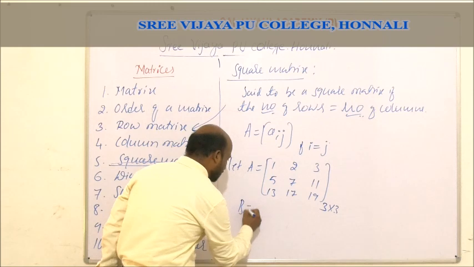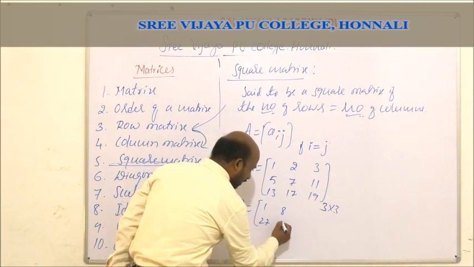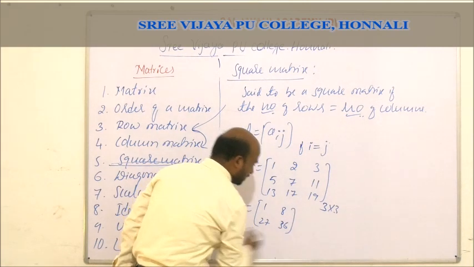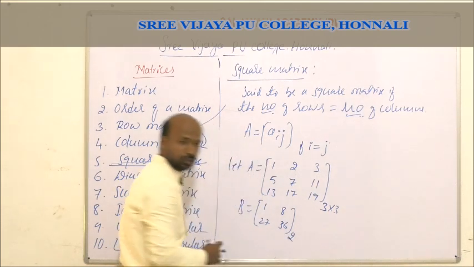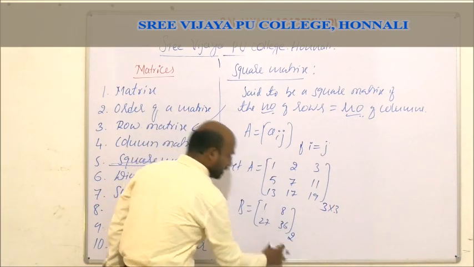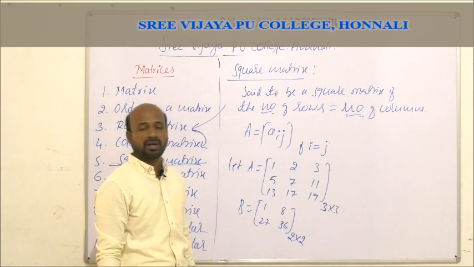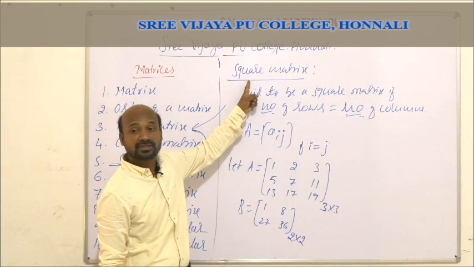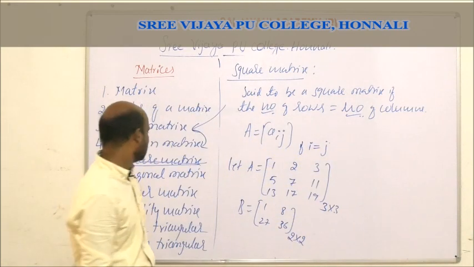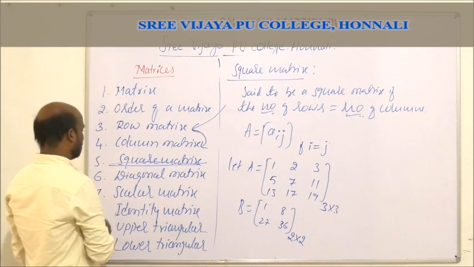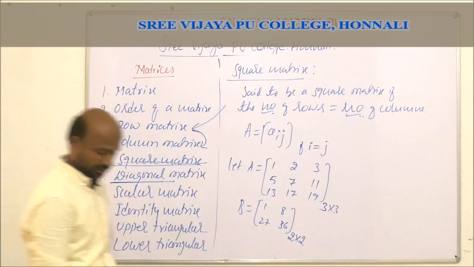Or you can take the matrix B = [1, 8; 27, 36]. Number of rows: first row, second row. It has 2 rows and 2 columns: first column, second column. That is 2 by 2. Number of rows is equal to number of columns. A matrix is said to be a square matrix if the number of rows is equal to the number of columns. So in square matrix, after that we shall define diagonal matrix.